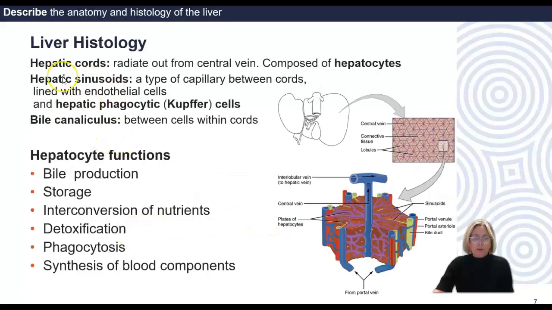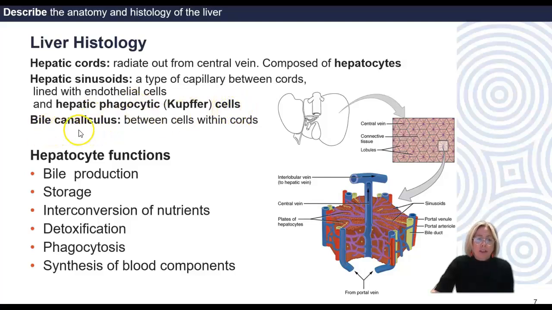Now, just some further information about the histology. We have these hepatic cords. So these radiate out from the central vein, and they're composed of hepatocytes, which are these liver cells. Hepatic sinusoids then are those capillaries that are very leaky, and they're found between the cords, and they're lined with endothelial cells. And also this particular type of macrophage, it's called a Kupffer cell. So these are these liver phagocytic cells or macrophages.